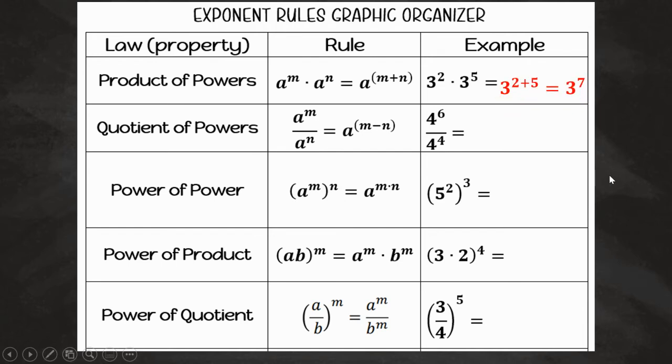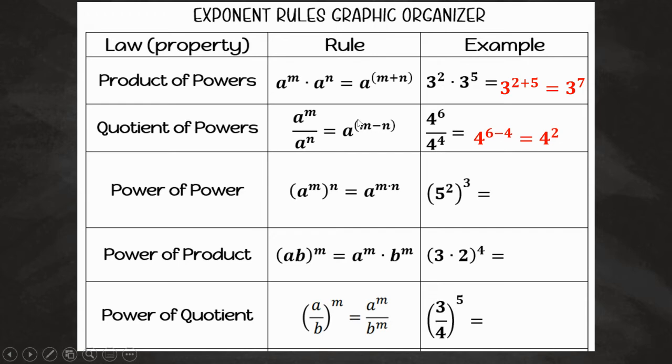Okay, so your product of powers rule is if you have two bases that are the same. So see here that we have a times a. If our bases are the same, and we're multiplying, we're going to add the exponents. So we have 3 to the second power times 3 to the fifth power. We add 2 plus 5, and we get 3 to the seventh power.